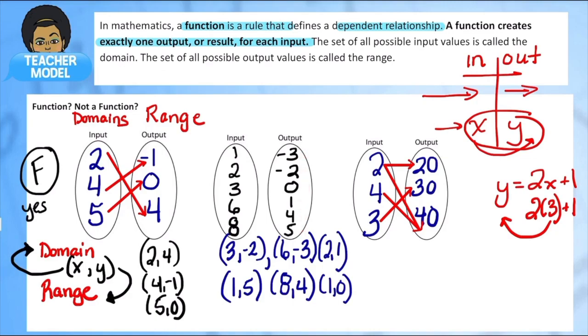All right, so let's look at our outputs here and see if there's exactly one input to one output. My 3 went to a -2. That's 1. My 6 went to a -3. So far, so good. My 2 went to 1. My 1 went to 5. My 8 went to 4.